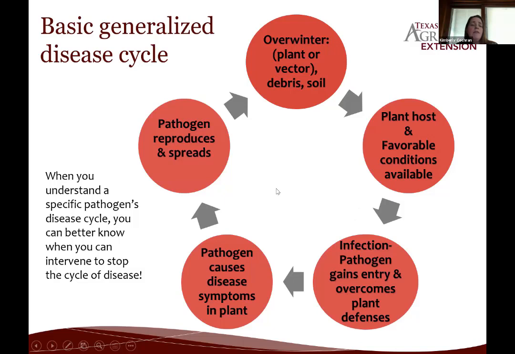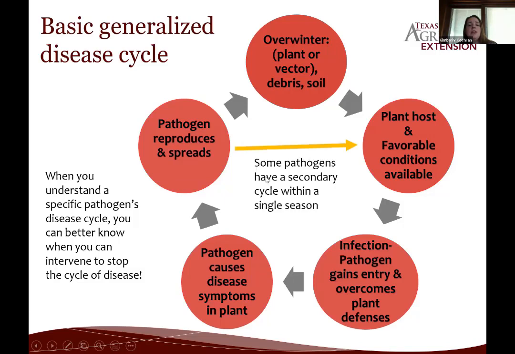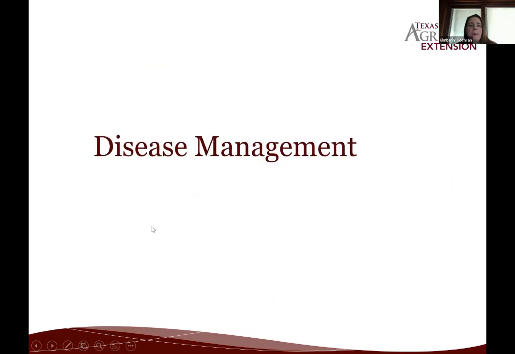So let's say I have the start of a plant disease problem in my garden, and I would want to stop it right here. That would be ideal, rather than waiting to here or later, especially in the case of diseases that go through multiple cycles in a season. So that's important to keep in mind in terms of timeliness of plant disease management.